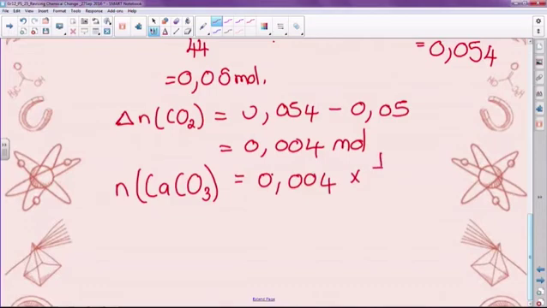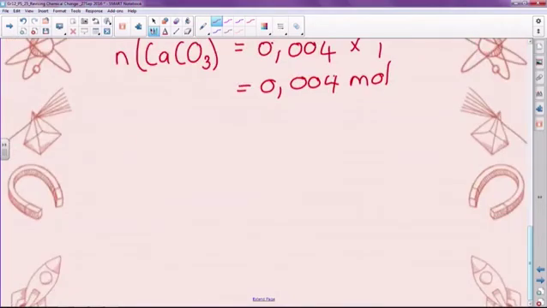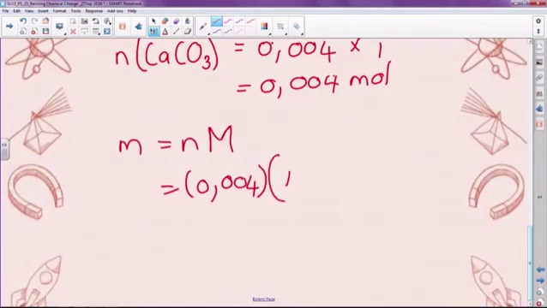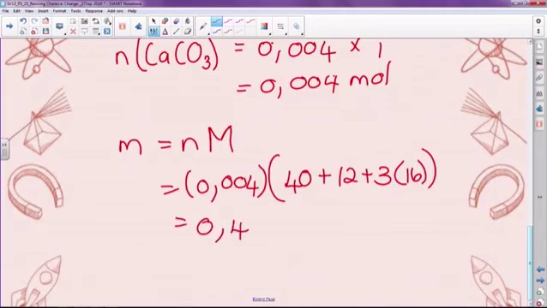It's a one-to-one relationship, and we show that is 0,004 moles. Now, if I know that that's 0,004 moles, the mass is going to be the number of moles times the molar mass, which is 0,004, and calcium is 40, carbon is 12, oxygen is 16. That gives me 100, so we get 0,4 grams. Simple as that. You didn't need to use the Kc expression.